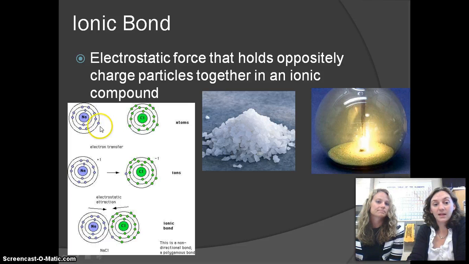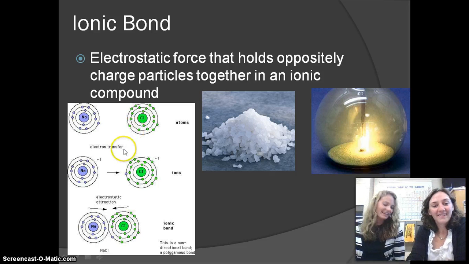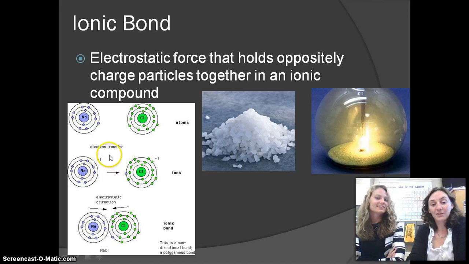It wants to lose that. See, chlorine has 7 valence electrons. It wants to gain 1. So sodium says, you can have mine. And they share, or they don't share. It gives it away. Okay, so now we've got an electron transfer.